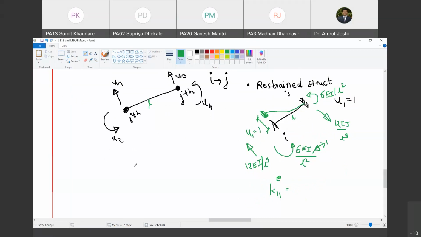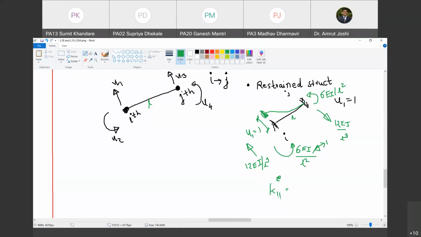Yes, sir. What is the understanding of K11? It is a stiffness coefficient. It is the action required to be produced at 1 to have unit deformation at 1. So what is 1? 1 is nothing but U1. So to have unit deformation U1, U1 is a translation, so the corresponding action is a force. Are you with me?